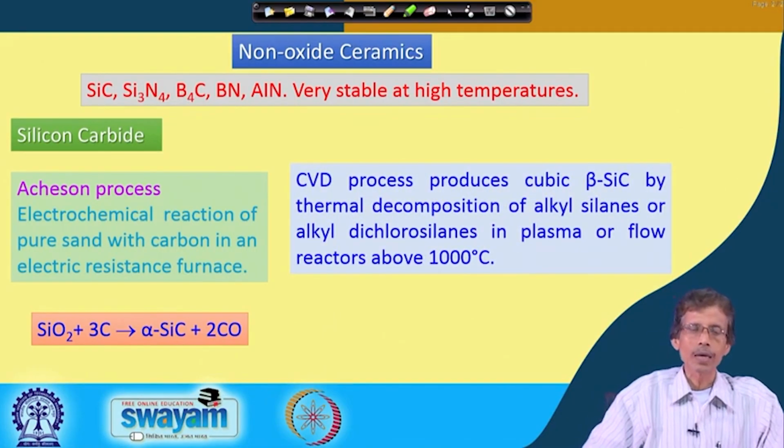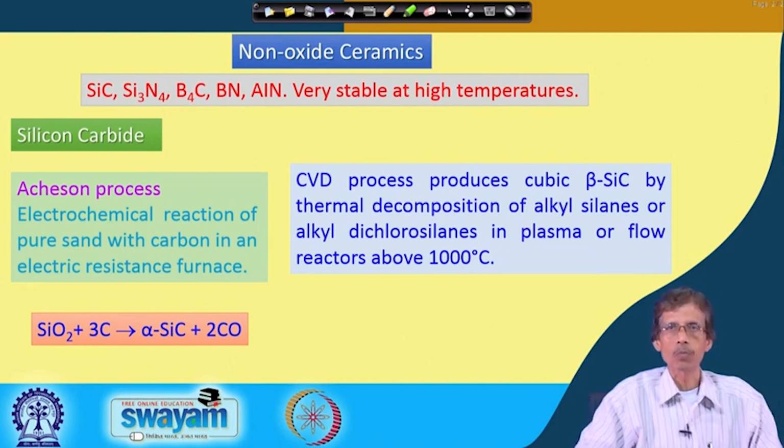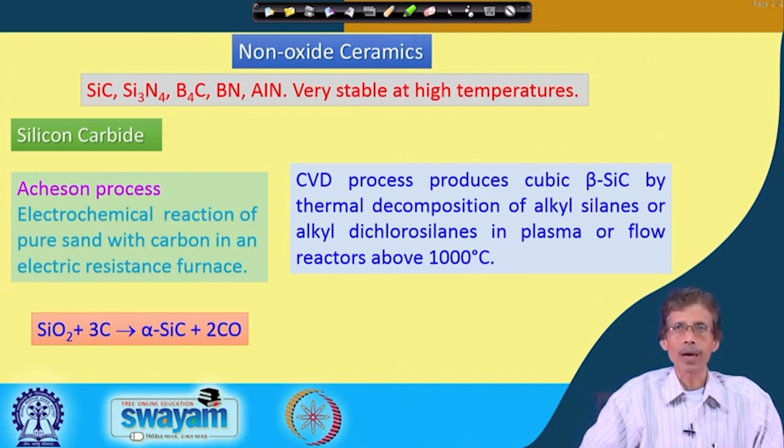So, this silicon carbide, apart from your accretion process, you can have the CVD process, that means the chemical vapor deposition process, and in that particular process we now get the other variety, that means the beta silicon carbide. The beta silicon carbide has the cubic structure, and now instead of the electrochemical reaction process we go for the thermal decomposition of other silicon sources.